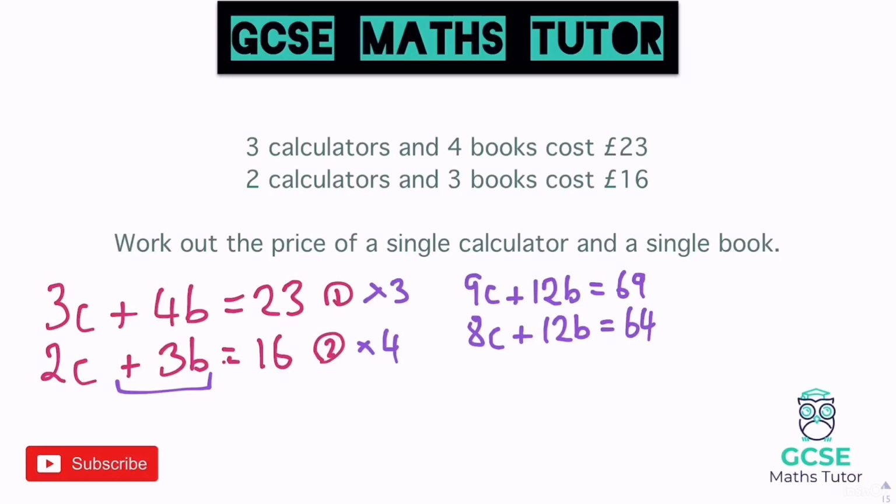Okay, so looking at these symbols, the signs are the same, they're both a plus, so the way to eliminate this 12B is to subtract these away from each other. So I'm going to do the bigger one on top, take away the smaller one on the bottom.